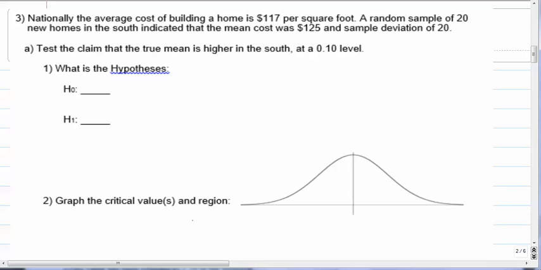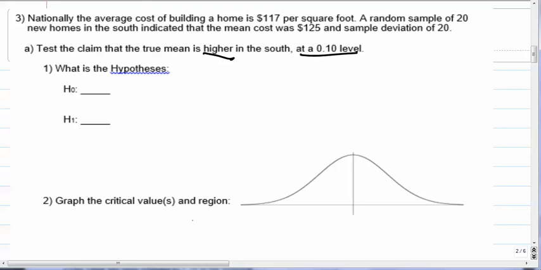We're going to take a random sample of 20 new homes in the South that indicated the mean cost was $125 with a sample standard deviation of 20. Step 1 of the hypothesis testing is to determine what the hypotheses are. So we want to test the claim that the true mean is higher in the South, and our testing level is 0.10. I'll explain that when we get to the chart.